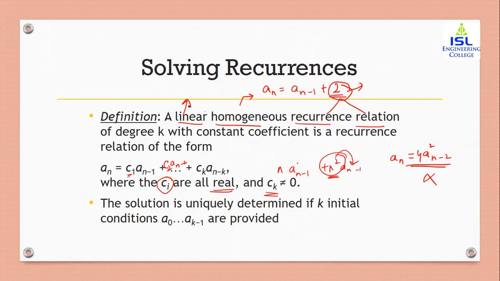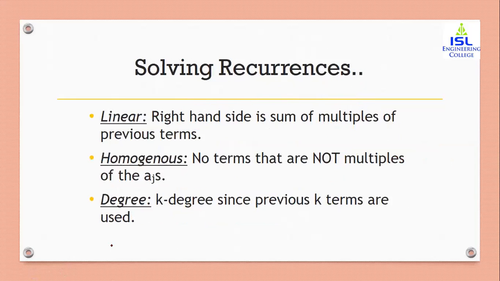Okay. So linear is basically when it is the sum of the previous terms, and homogeneous is basically when it is in the multiples of an minus 1, an minus 2 or an minus k. Let's see this in a bit of detail. So linear means the right hand side is a sum of multiples of the previous terms. So it should be the sum. If it is the product, then it cannot be linear. What about homogeneous? No terms that are not multiples of aj.